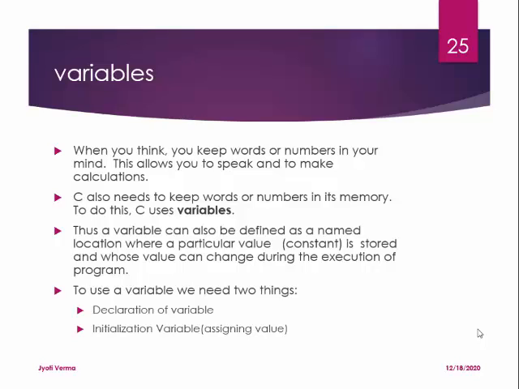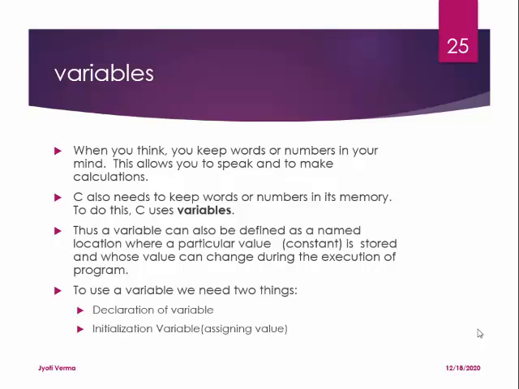When we are working with programs in C, we need to deal with two types of values. One is variable and the other one is constants. So, variables. What are variables? Variables are used to keep numbers or words in the memory. A variable can be defined as the name of the location where a particular value can be stored, and this value can change during the execution of the program.